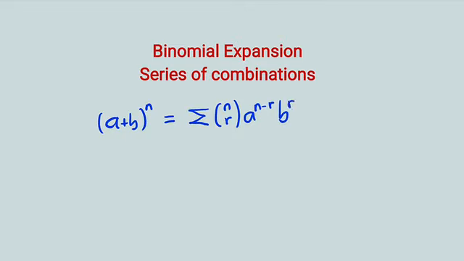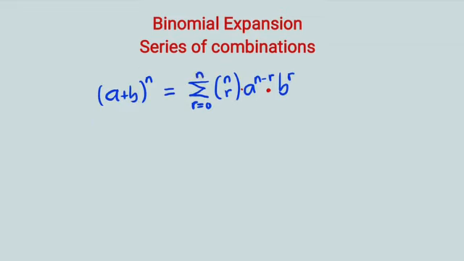Suppose we wish to expand (a + b) to the power of n. This is as simple as taking the summation of n combination r, a raised to the power of n minus r, then b raised to the power of r. There is a multiplication between these three terms, where r goes from 0 up to n. In order to take this series, we're going to be increasing the value of r from 0 up to n. As soon as it gets to n, we stop.